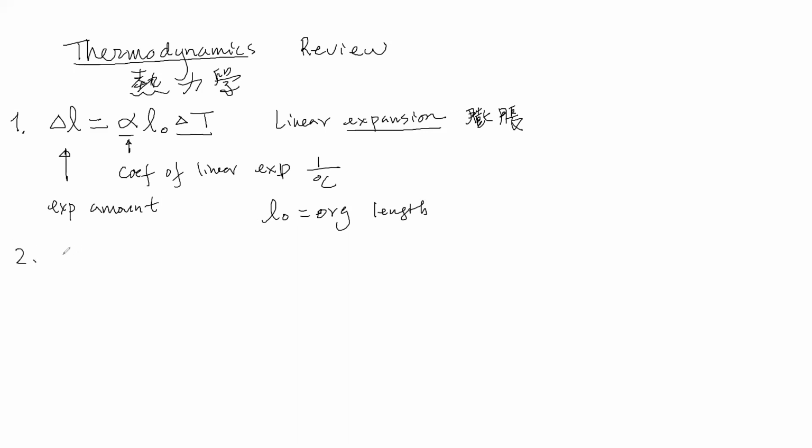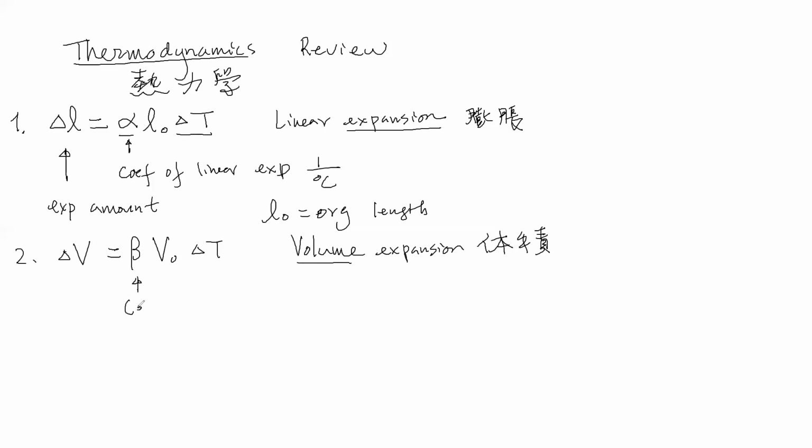Two, delta V, volume, is equal to beta V0 delta T. So this is called volume expansion. Volume in Chinese is 体积. Same thing, beta is the coefficient of volume expansion.